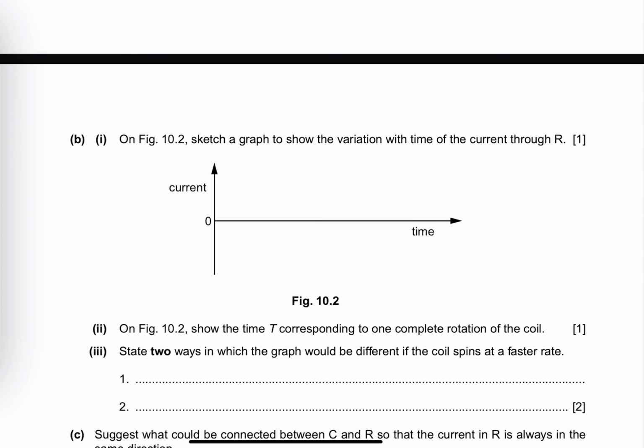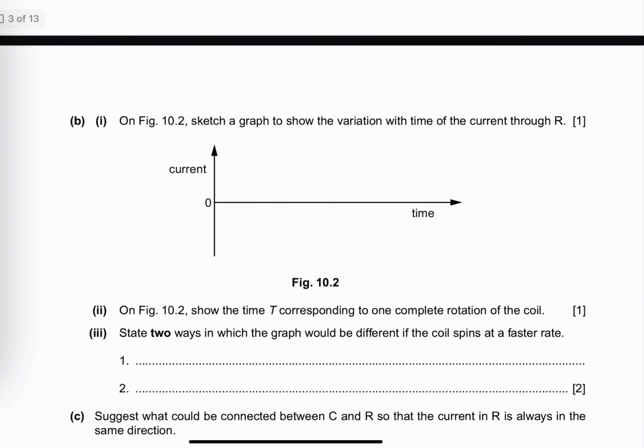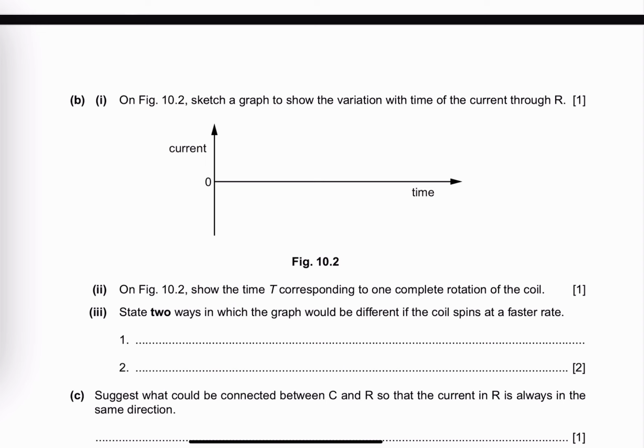Okay, so on figure 10.2, sketch a graph to show the variation with time of the current R. So we just have to sketch current. There is no initial position given, so we can start from anywhere, and there is no condition that you have to plot 1 cycle, 2 cycles, or 3 cycles.